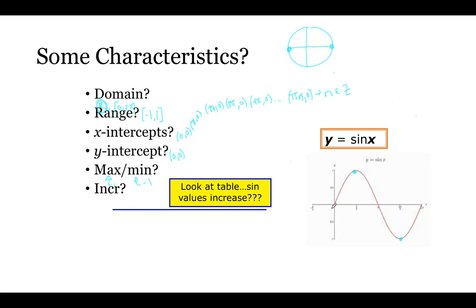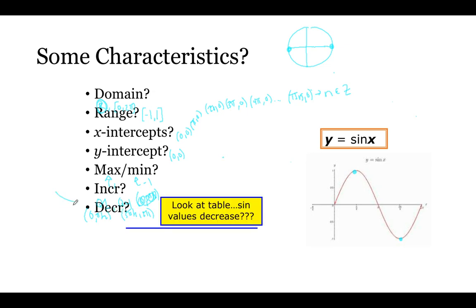Increasing? Well, we talked about this, right? It's going to increase in quadrant 1 and quadrant 4, right? Quadrant 1 is between 0 and pi over 2, and quadrant 4 is between 3 pi over 2 and 2 pi. Right? That will repeat anytime you get to quadrant 1, even if it's past 2 pi, right? So from 2 pi to 5 pi over 2, it's going to increase again. We can think about coterminal angles and going around more than once.